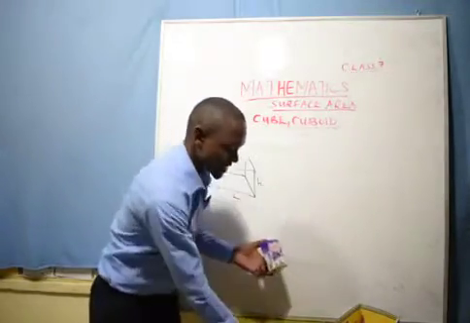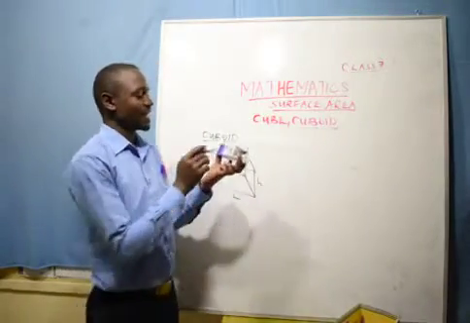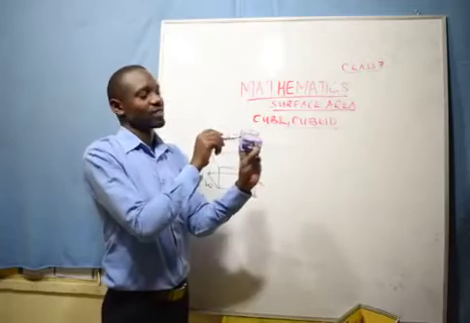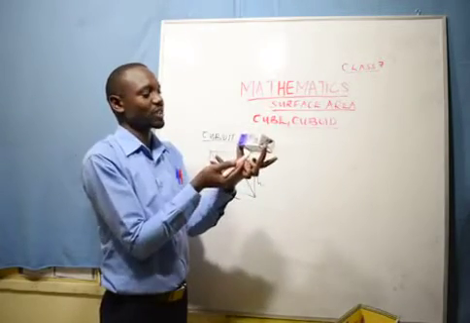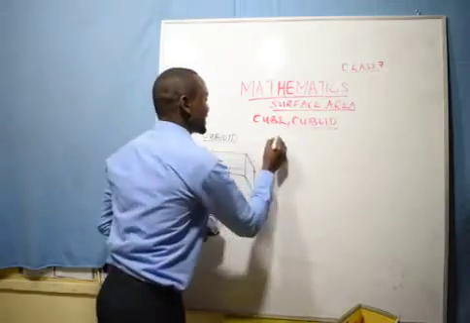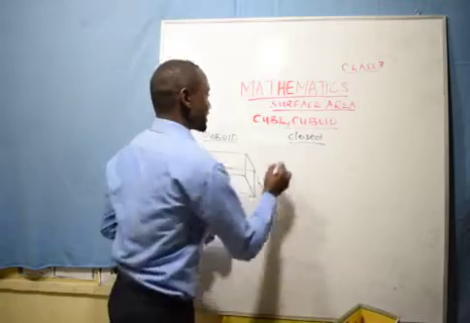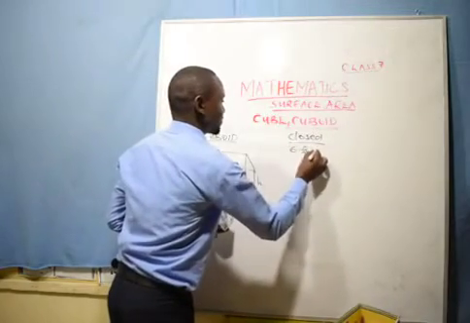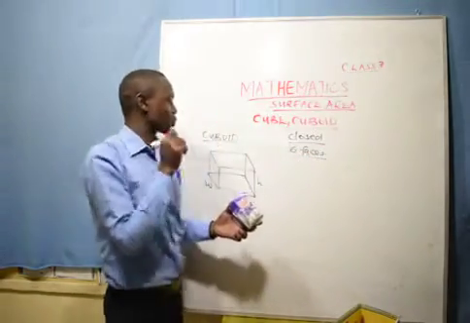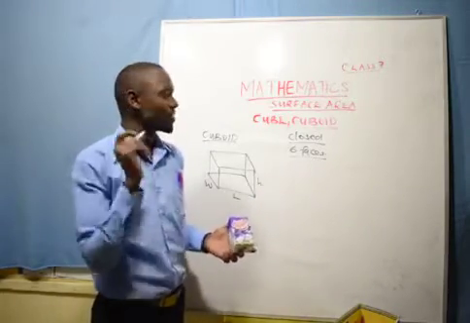For example, if it is a closed cuboid, this face is equal to this face, and this face is equal to this face, and this face is equal to this face. So it has 6 faces. A closed cuboid has 6 faces. So to get the total surface area, we get the sum of the areas of all the faces.